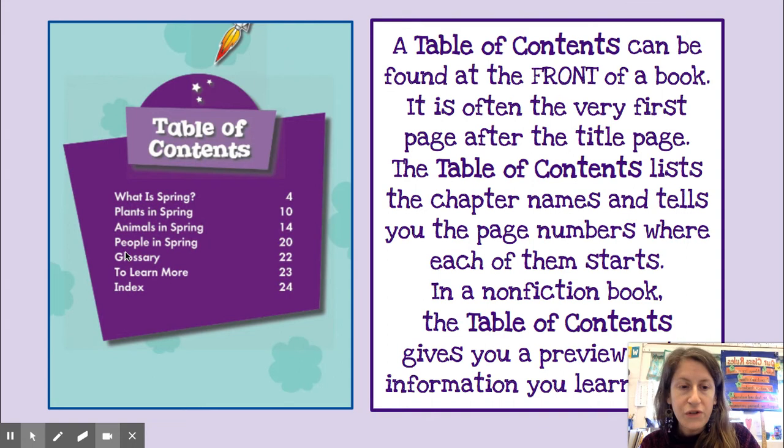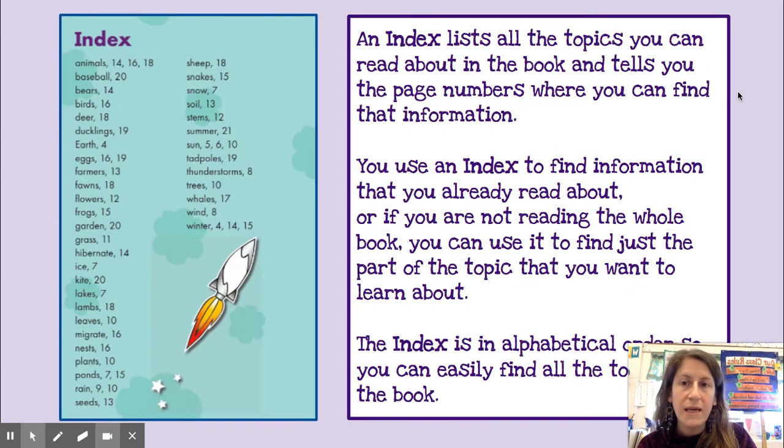The other feature that I want to talk to you about today is the index. Now, the index, unlike the table of contents, is found at the very back of the book. It's usually the last page in the book. And the index is slightly different. It still gives you page numbers, but it's not divided by chapter. It's divided up by all the different topics that you can read about in the book.